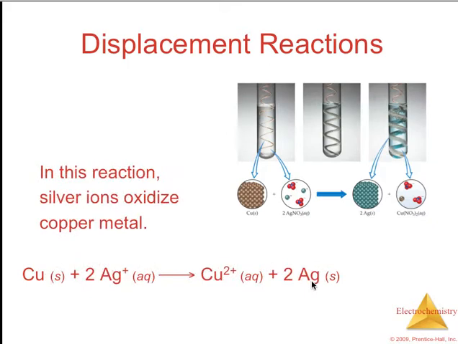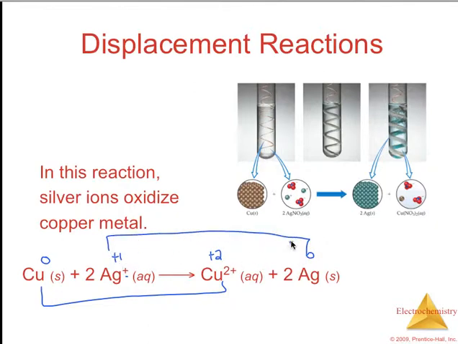Let's go back here for just a second. If we assign oxidation numbers, copper in its elemental state is 0. This silver is +1 because it's just the ion charge. This copper ion is +2. Silver in its elemental form is 0. So this copper is losing electrons to become +2, so this copper metal is being oxidized. Silver is gaining an electron, so it is being reduced. If you notice, the oxidation number is also being reduced from +1 to 0, which is really where the name comes from.